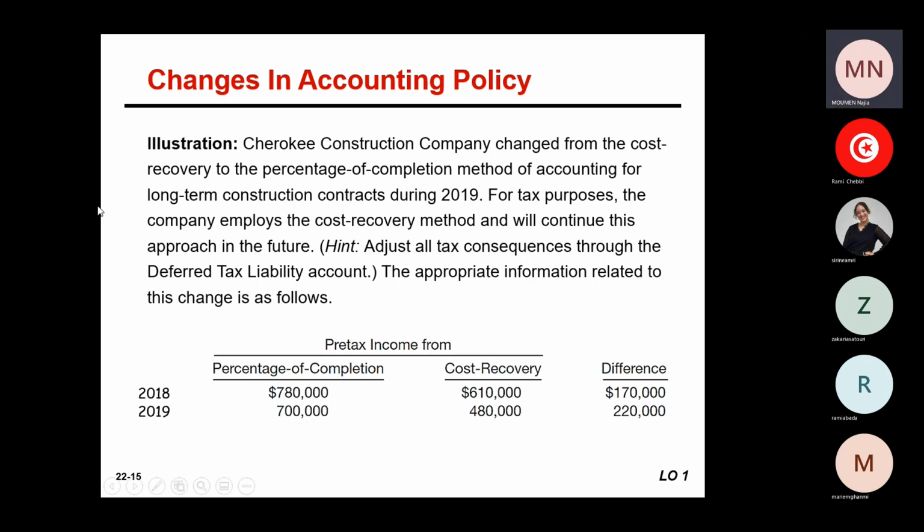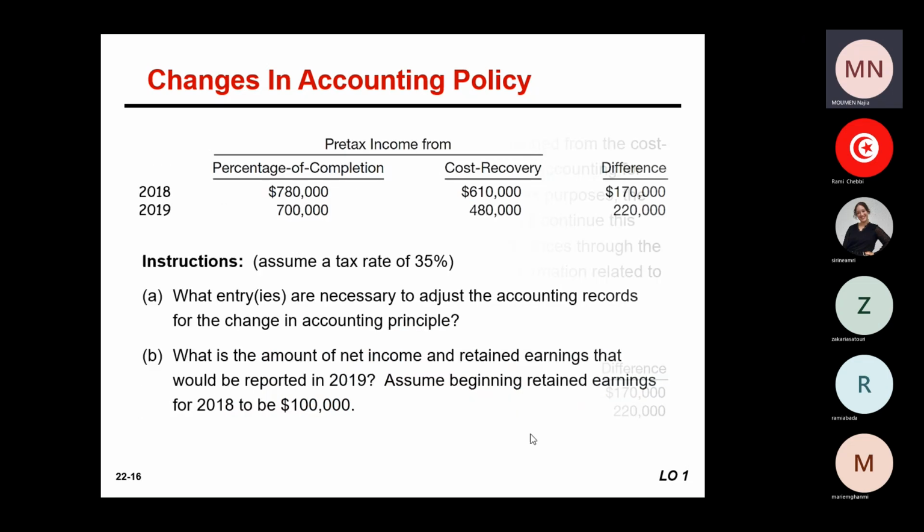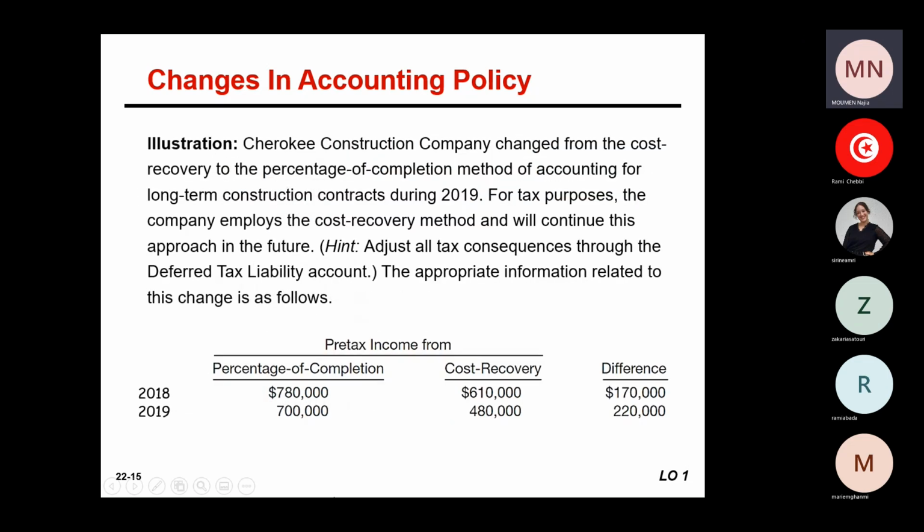If you are using the percentage of completion, you get pre-tax income of 780,000 in 2018, while you already recorded it as 610,000 because you were using the cost recovery method. So the difference is 170,000 as an increase in your pre-tax income if you were using the percentage of completion. For 2019, you have a difference of 220,000.